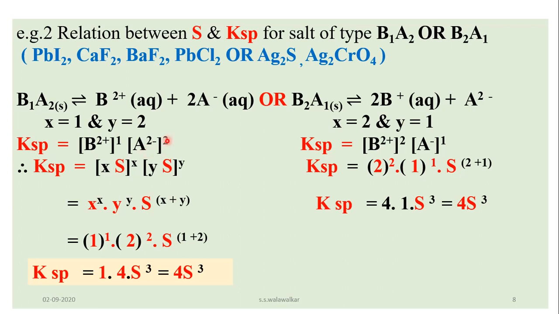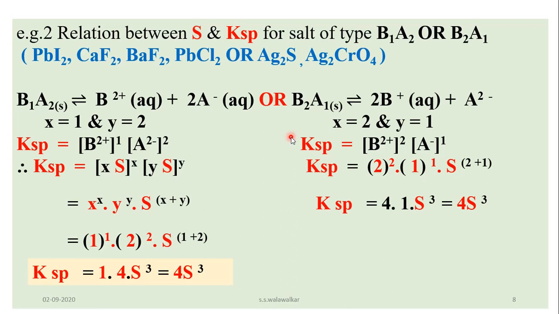Now substituting these values in this equation, you get 1 raised to 1 into 2 raised to 2, since the number of moles of A ions present is 2, into S raised to 1 plus 2. Therefore Ksp is equal to 1 into 2 raised to 2, that is 4, into S raised to 1 plus 2, that is 3. Therefore 4S cube is the Ksp of this type of salt, the B1A2 type of salt.